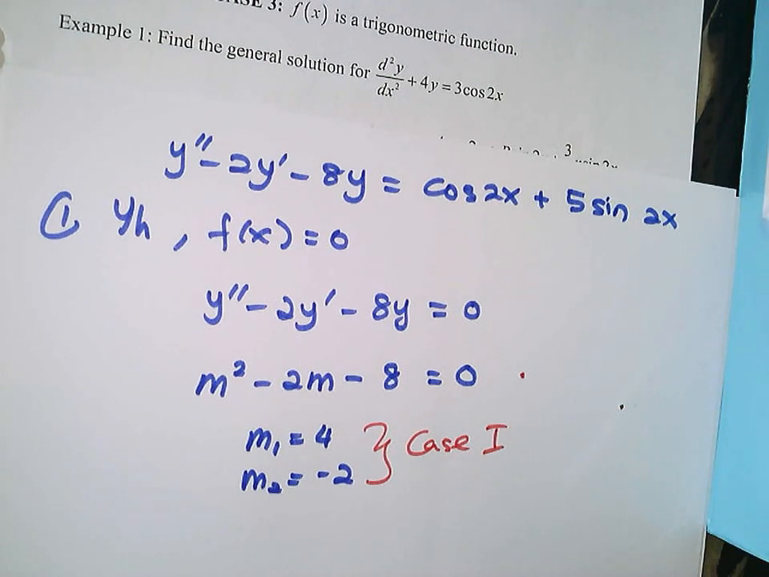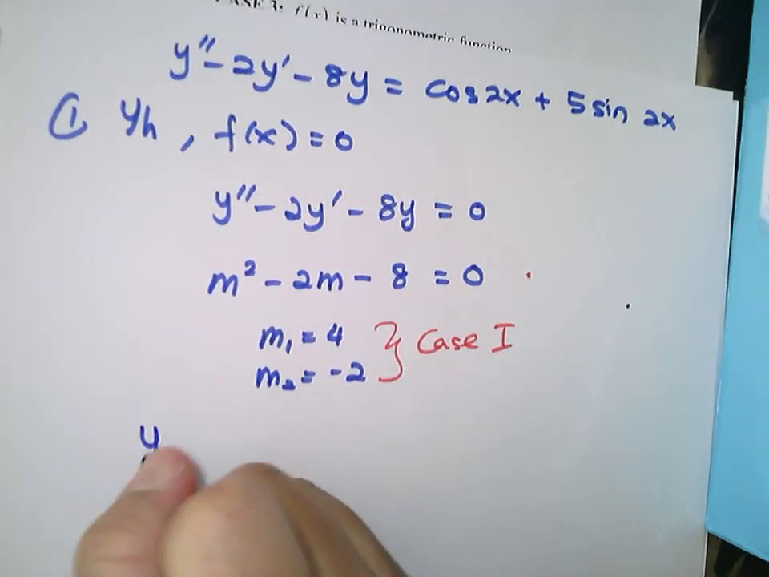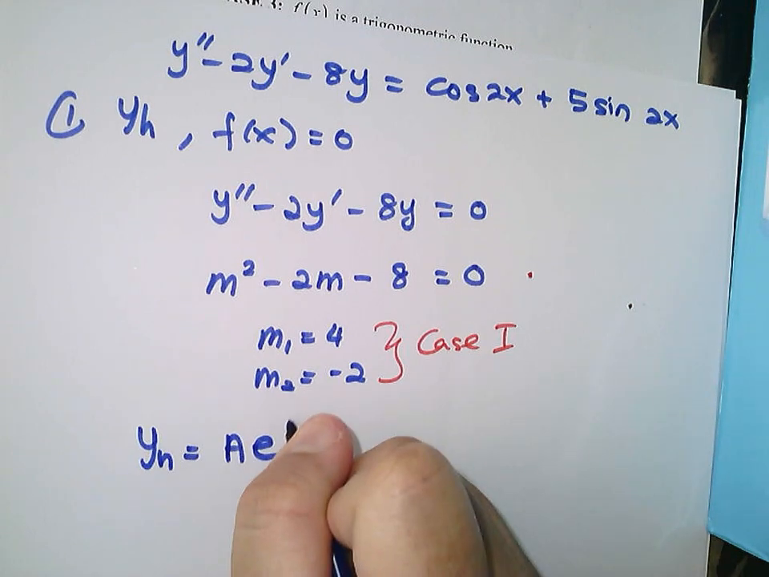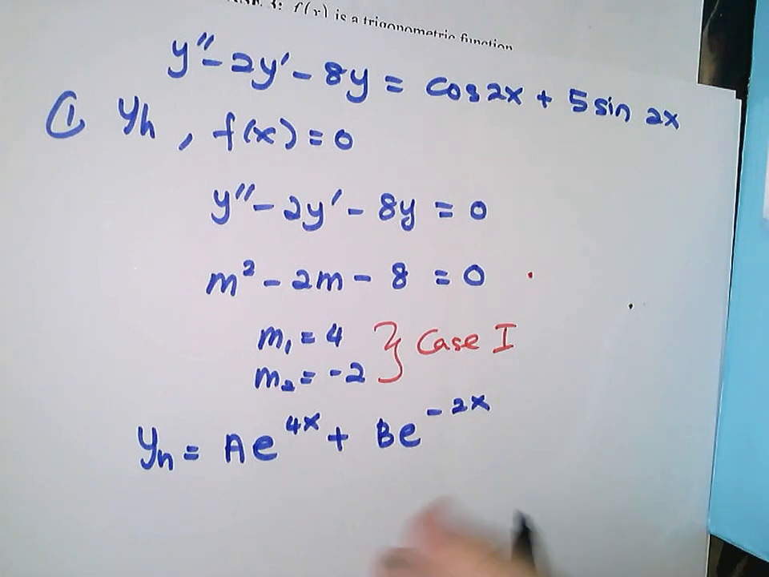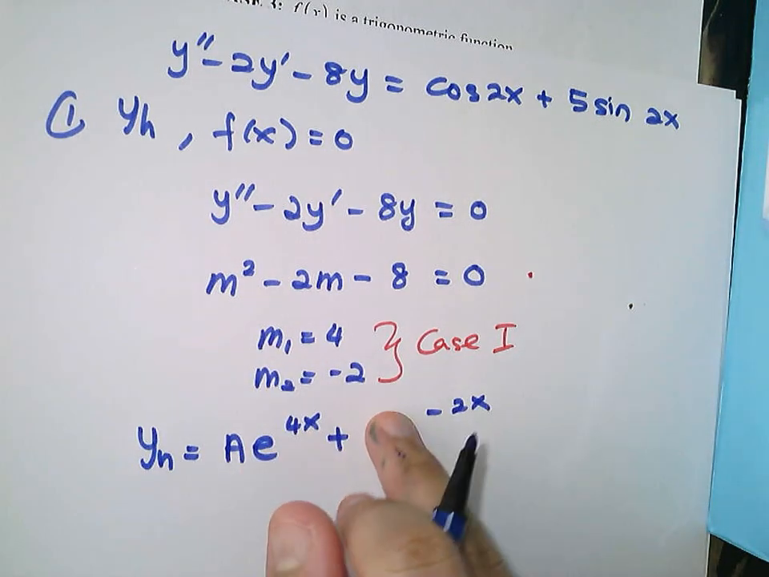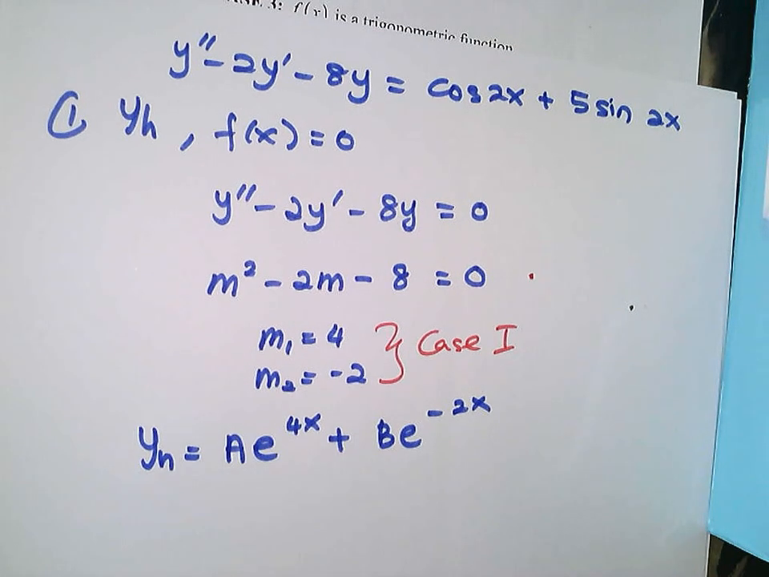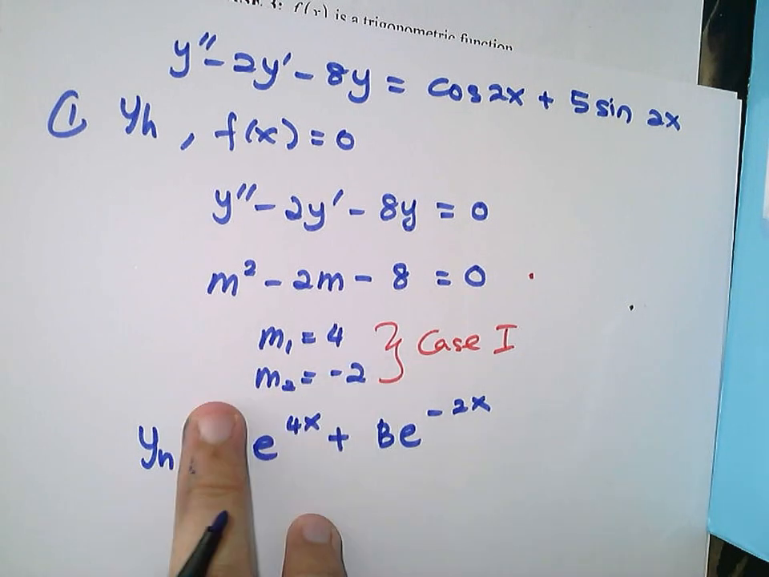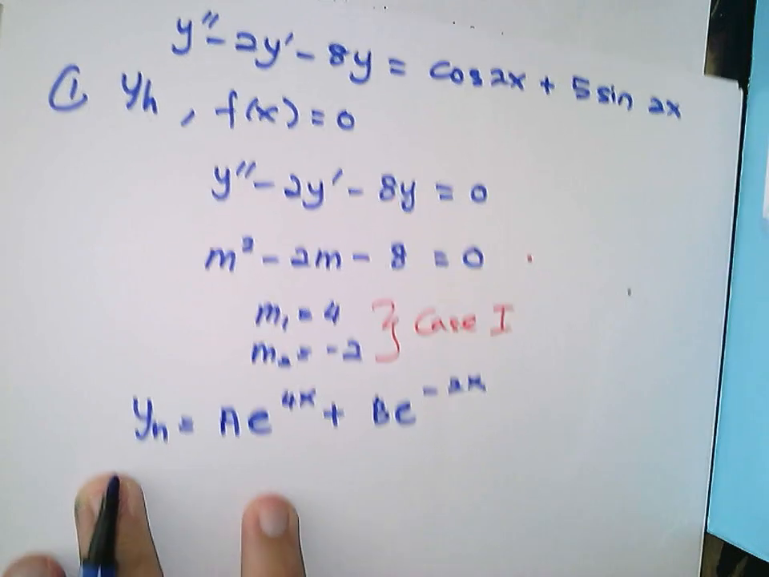Okay, so what is the general solution? So your YH is equals to Ae^4x plus Be^-2x. It's okay if you let your m1 is equals to negative 2, your m2 is equals to 4. Okay, doesn't matter. But stick with your m, okay, that you already chose. So since I'm choosing m1 is equals to 4, m2 equals to negative 2, that's why I have Ae^4x plus Be^-2x. Okay, so clear? So this is your YH.